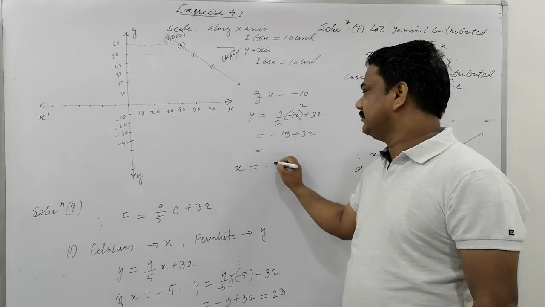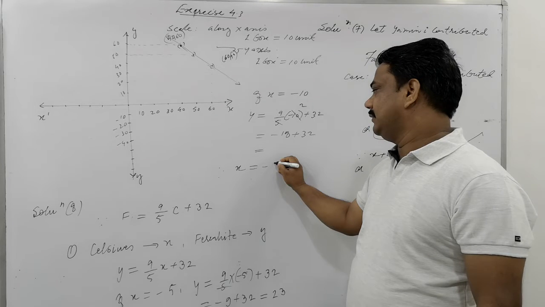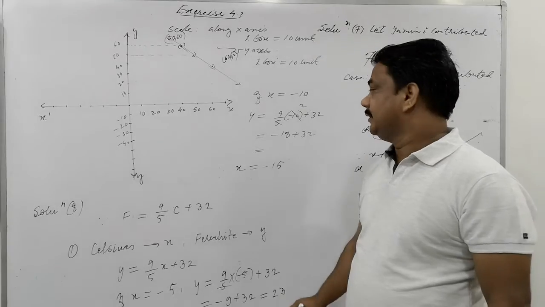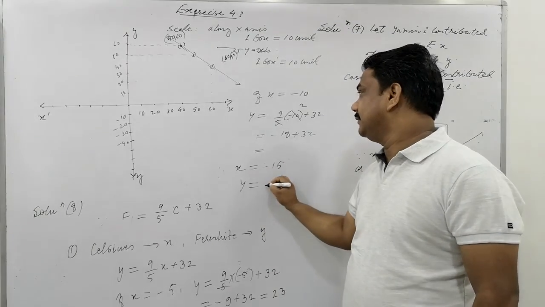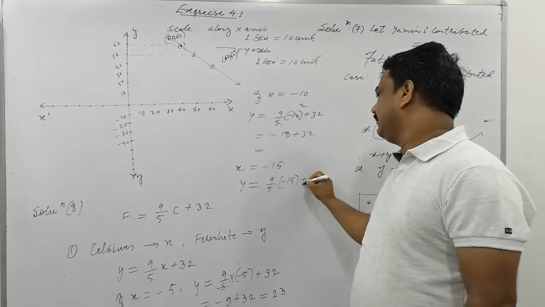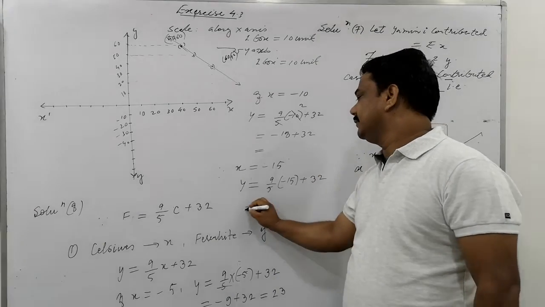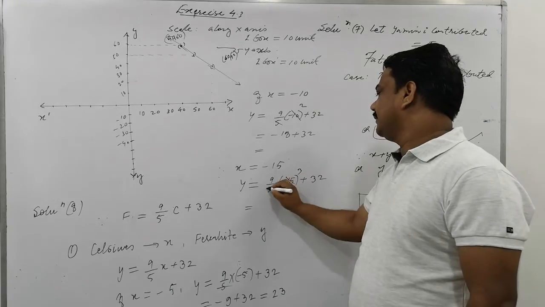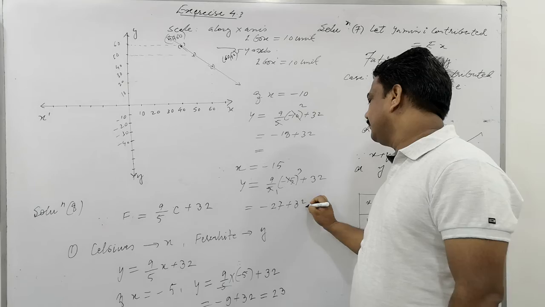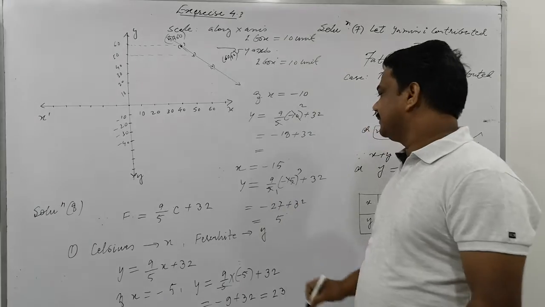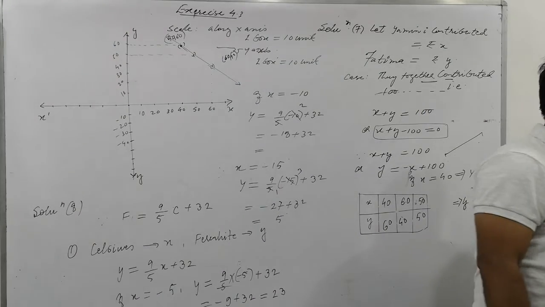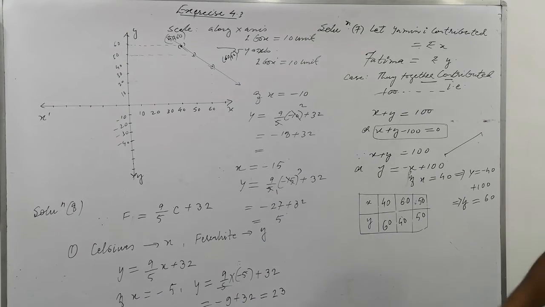If x is equal to minus 15 is to be put here again, so what will come here? Therefore y is equal to 9 by 5 into minus 15 plus 32. 15 3s are, and 5 1 is 1. 9 3s are 27, plus 32. What is coming in this place? Tell me. 5 is coming. So 3 sets of solutions we brought here: x is minus 5, minus 10, minus 15.